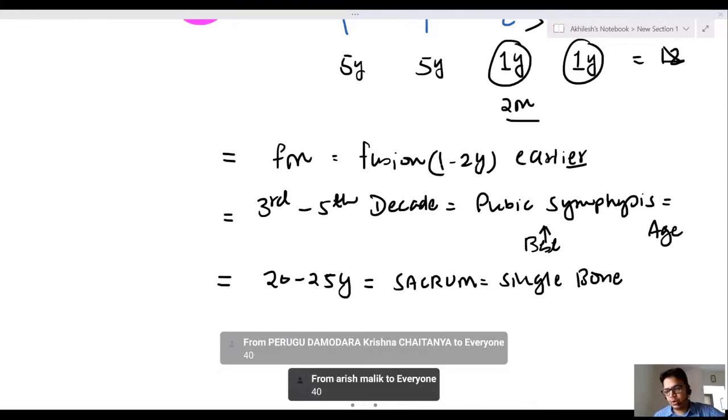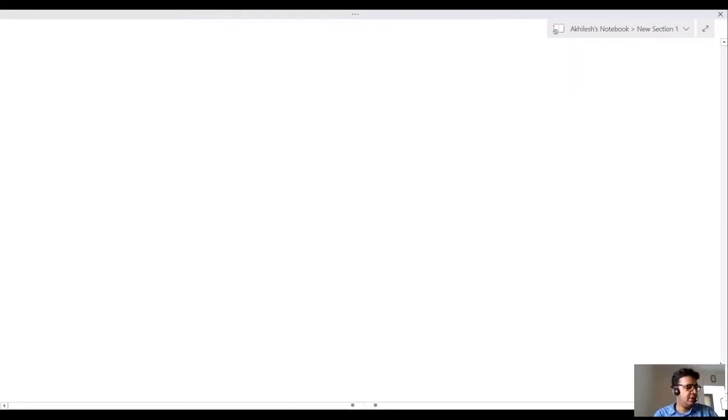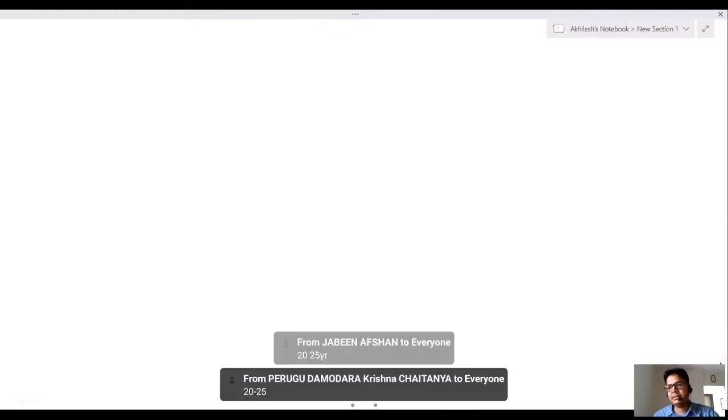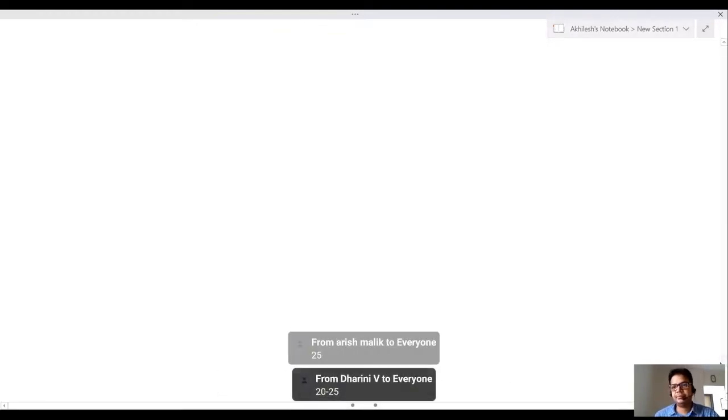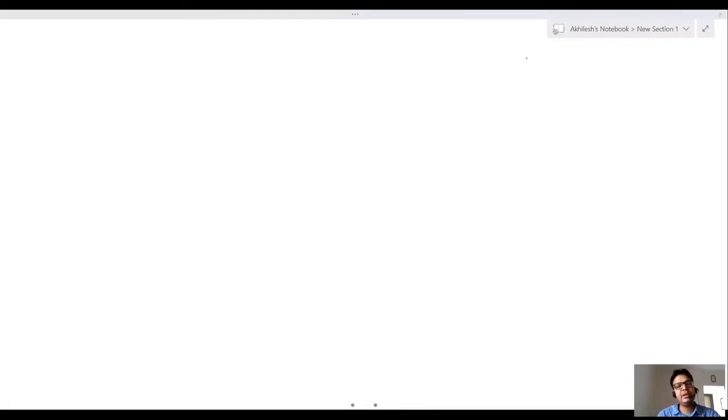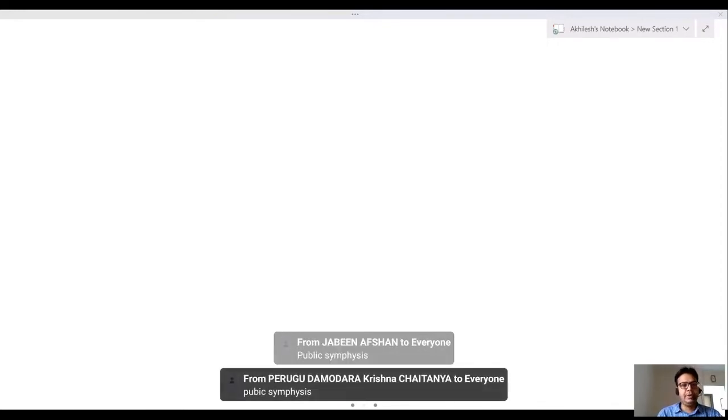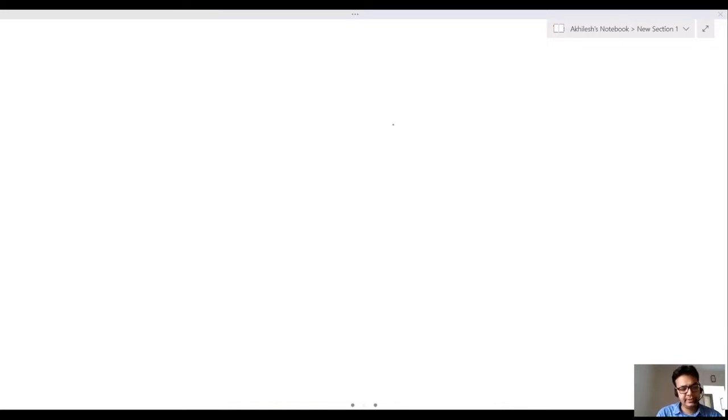Between what age does the sacral segment become a single bone? Yes, that is the answer. Between 20 to 25 years of age. Which is the best bone to decide age between third decade to fifth decade? Pubic symphysis. Very good, sir.